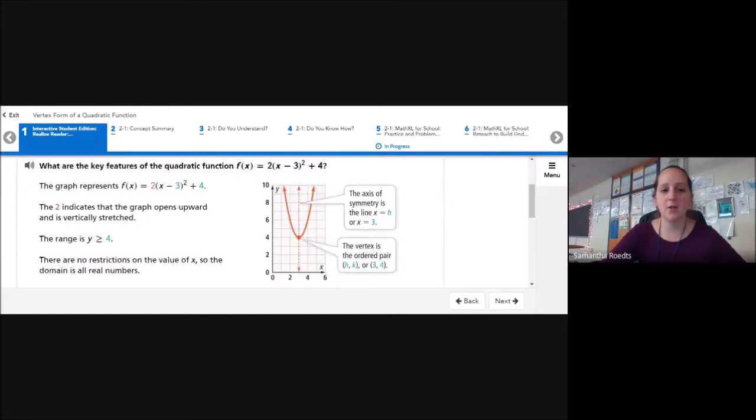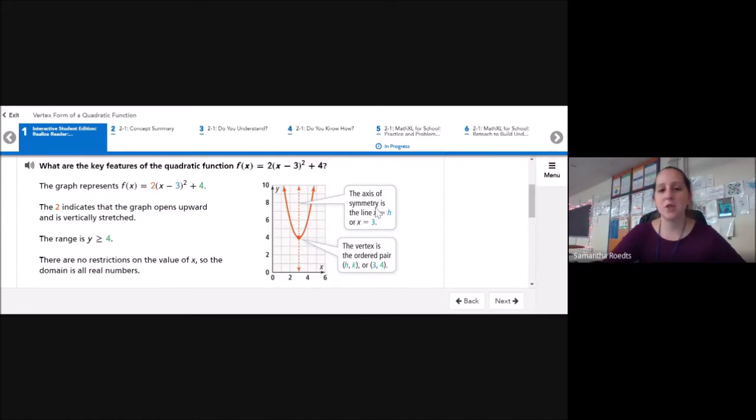So 2 indicates that the graph opens upward and is vertically stretched because it's positive. If it was negative, it would open downwards. The range is y is greater than or equal to 4. There are no restrictions on the value of x, so the domain is all real numbers.